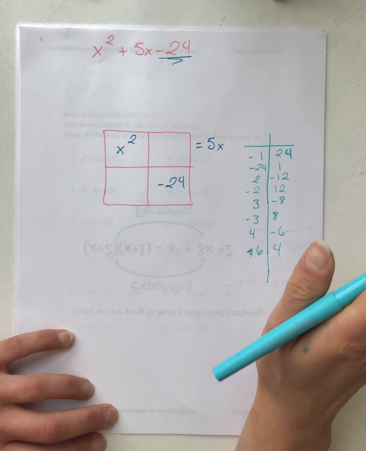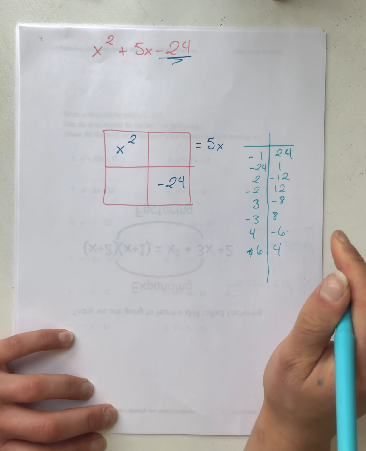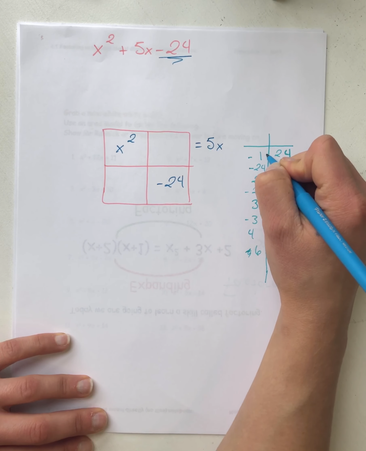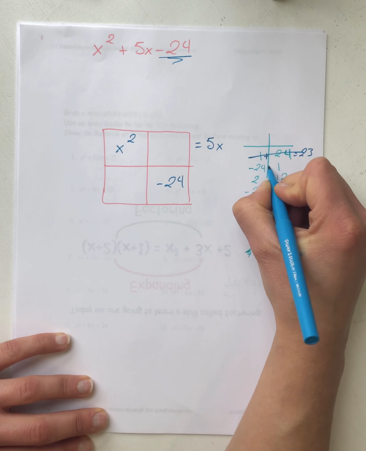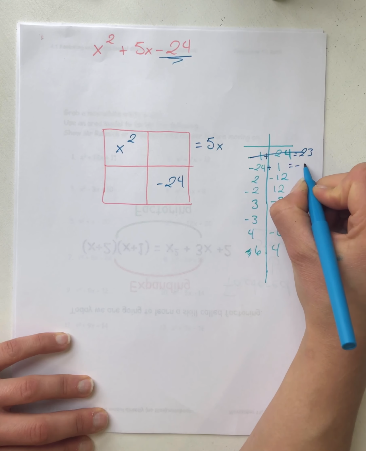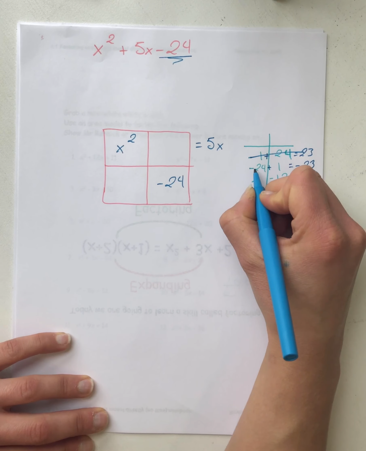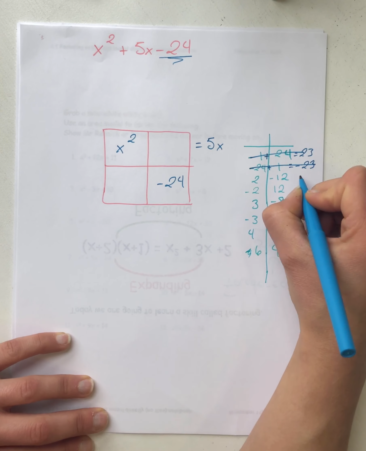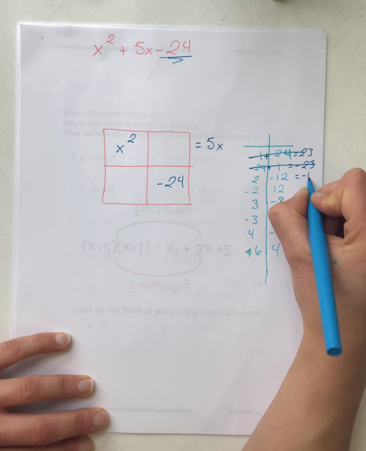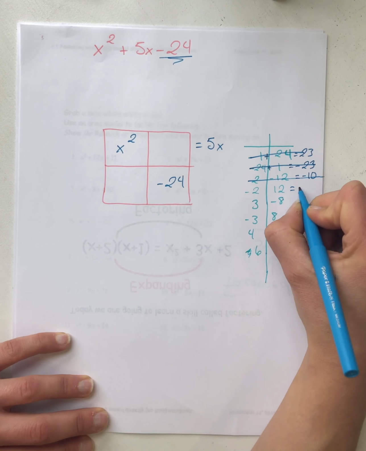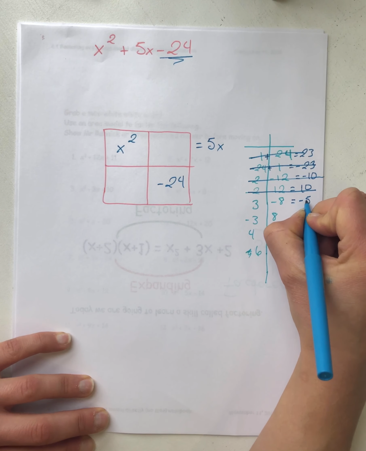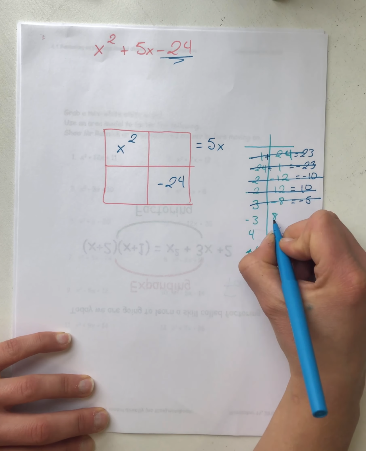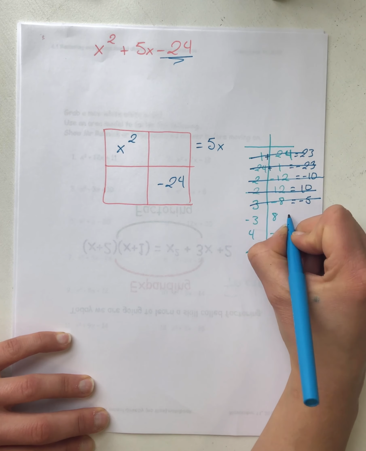Okay, we've done enough. Let's see if any of these add together to give me 5. Do these ones added together give me 5? No, that gives me 23. Doesn't work. Do these two added together give me 5? Nope, it definitely does not. It gives me negative 23. Do these two added together give me 5? No. This one gives me positive 10. No. This one gives me negative 5. Close, but no. This one gives me positive 5.